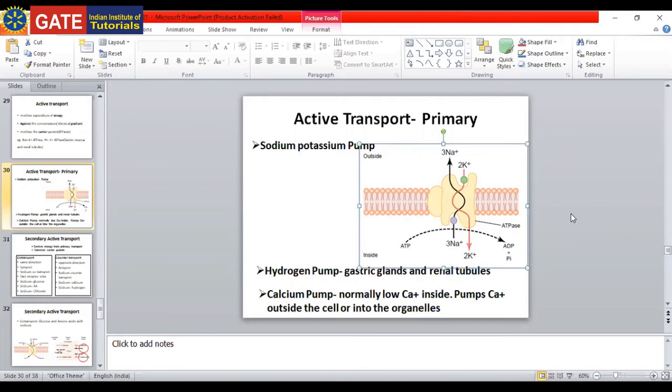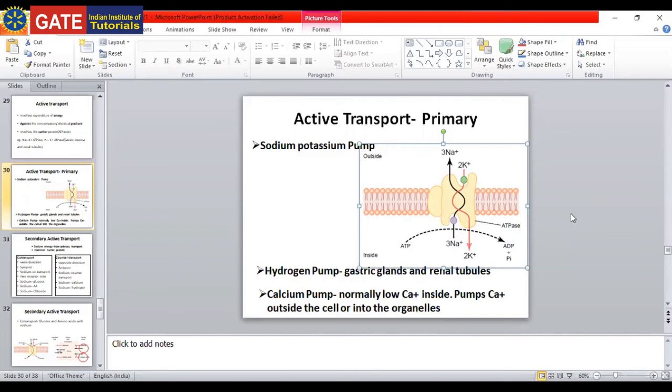Uphill transport. Ma'am, while doing uphill transport only, we require ATP. Correct. Only for the uphill we require ATP. Basically, it is like you already have enough pocket money, and they're still giving you more, so you don't know how to spend.